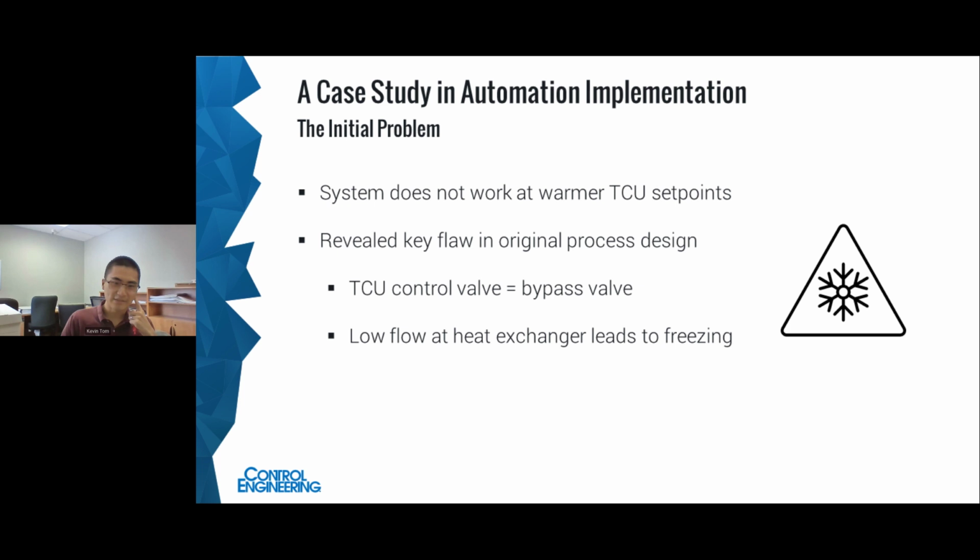What we figured out is that the key flaw was that TCU control valve at the top of the screen we saw earlier. That was essentially acting like a bypass valve. So if you had the LN2 side very cold, and you didn't want something really cold coming into your actual jacket loop at the reactor side, then the TCU control valve gets driven to open up a lot because there's that huge differential between the temperatures.